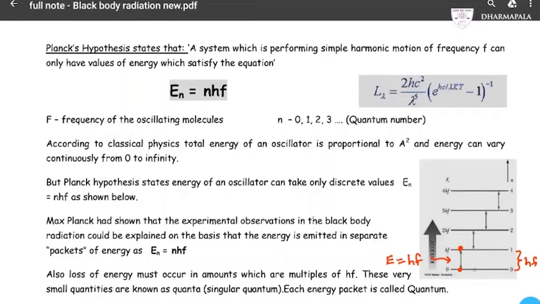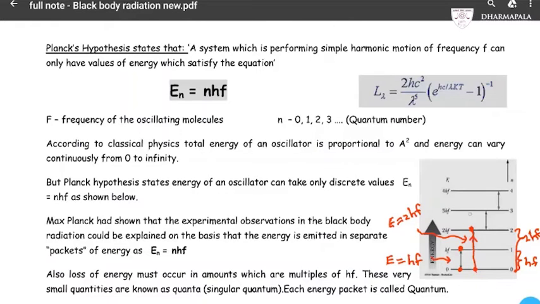If this atom wants to go to the next energy level, passing the first one, to the second energy level, then it has to absorb more energy than here. The amount of radiation energy absorbed by the atom should be equal to 2hf, because it has to go from 0 to the second energy level. So the energy difference here is 2hf, and that much energy should be absorbed.